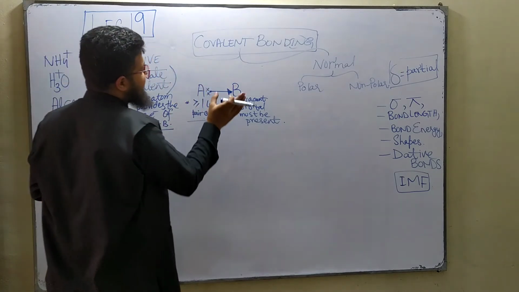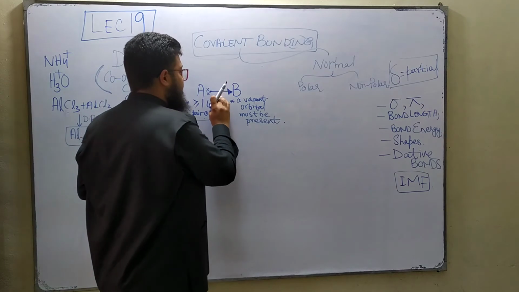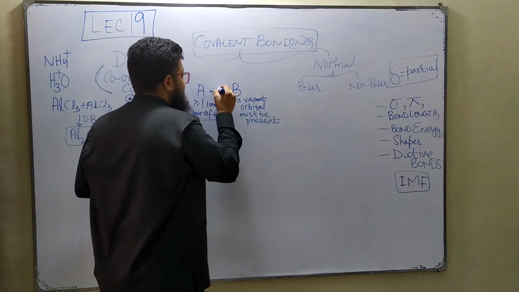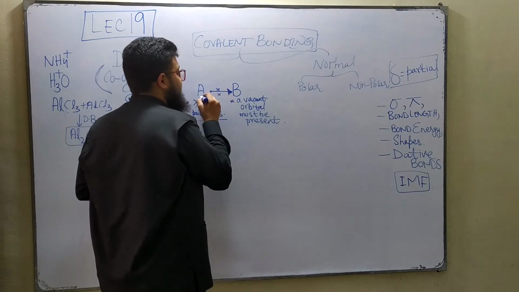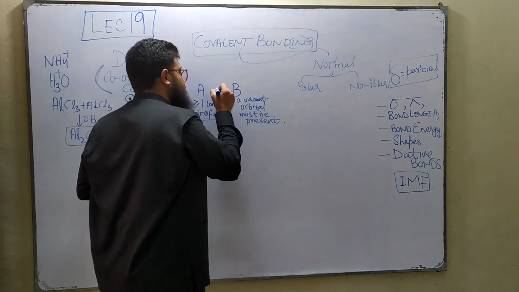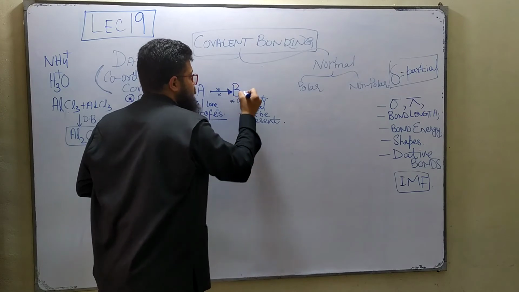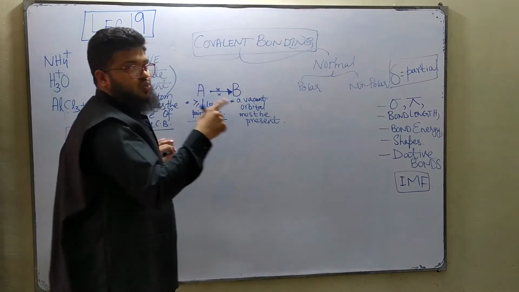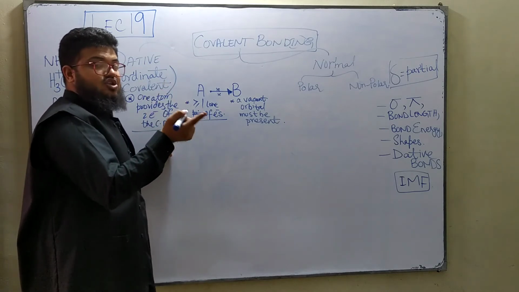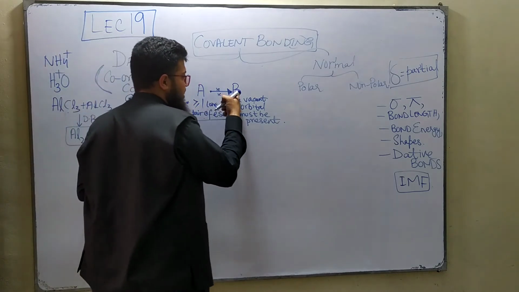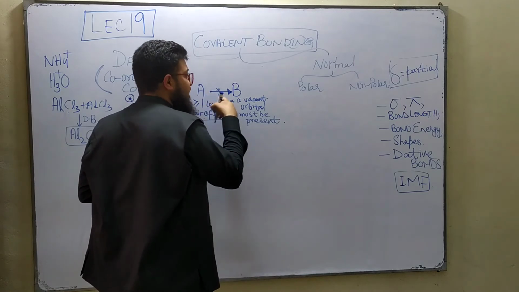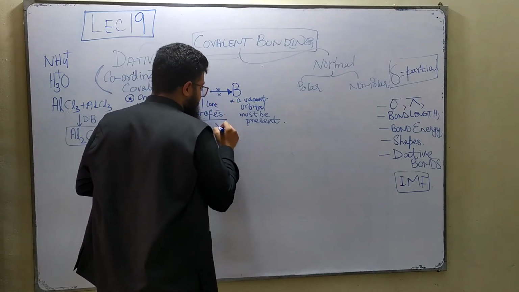And after the dative bond is made, this bond acts as a normal covalent bond. Meaning the two electrons which A provided, out of the two electrons, one electron would now belong to B and the other one will stay with A. So this means A has lost one electron to B. Although it is being shared, after the bond has been made, it will act as a normal covalent bond.